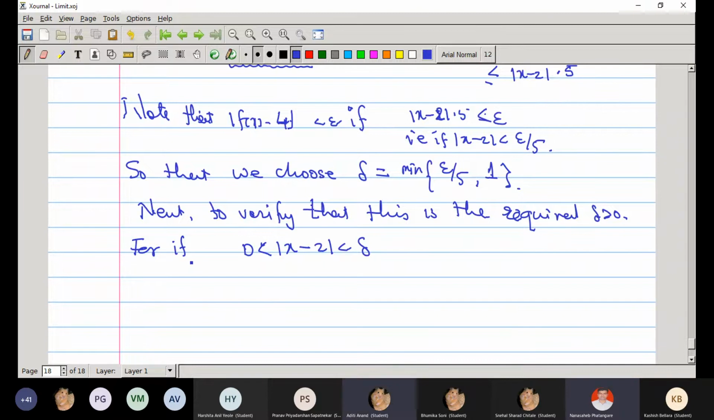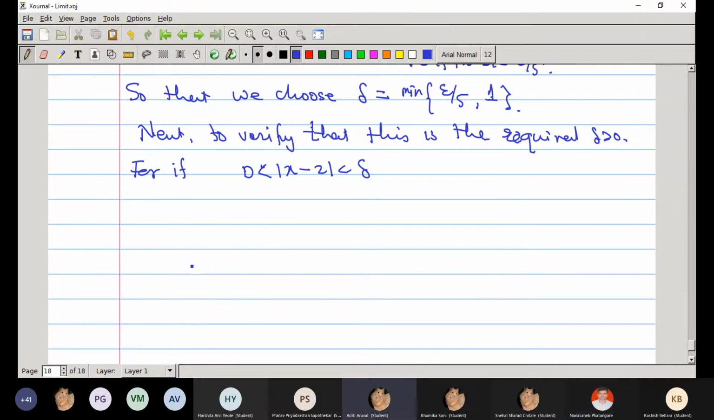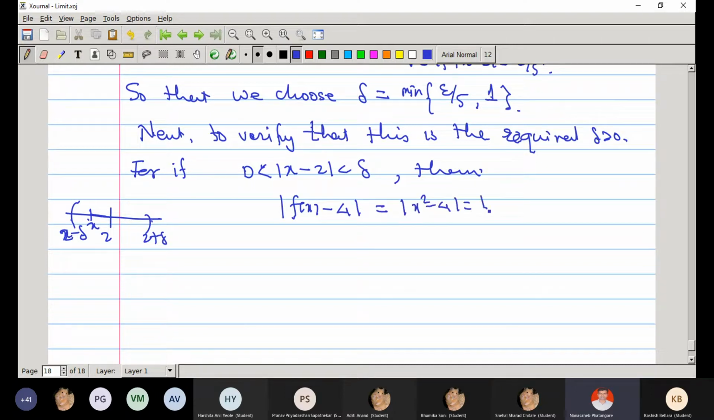Yes, if |f(x) minus 4| is less than epsilon. Right. So when we believe that this is a required delta, it means if the distance of x from 2 is less than delta, that means x lies between 2 minus delta and 2 plus delta, and x is not equal to 2, then we expect that |f(x) minus 4| is less than epsilon. Right now we don't know, we check x square minus 4. So this is (x minus 2)(x plus 2).